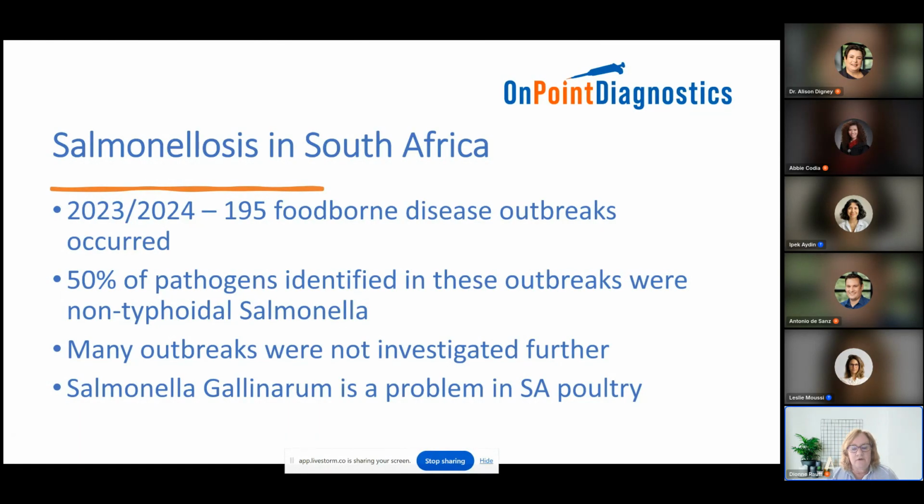Unlike other parts of the world, as I mentioned before, Salmonella gallinarum is a problem in South Africa, and traditional identification of this isolate is very difficult.